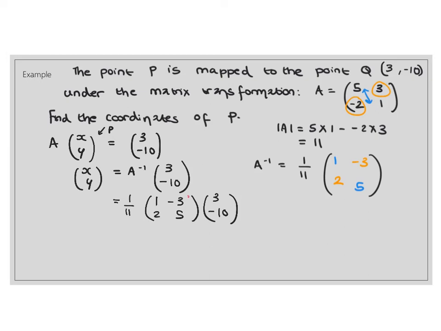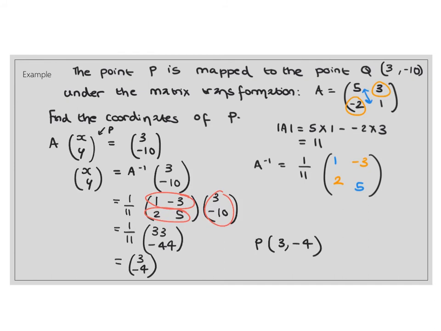Let's see what happens when we do that. So let's apply the matrix multiplication. I'll leave 1/11 where it is. So 1 times 3 is 3, plus negative 3 times negative 10 is 33. It's a good sign. 2 times 3 is 6, plus 5 times negative 10, which is negative 50, gives me negative 44 here. So that gives me 3, negative 4. So the point P is the point 3, negative 4.